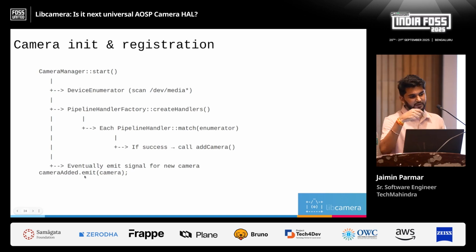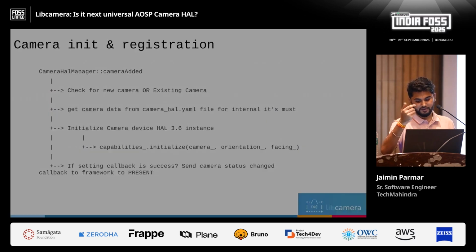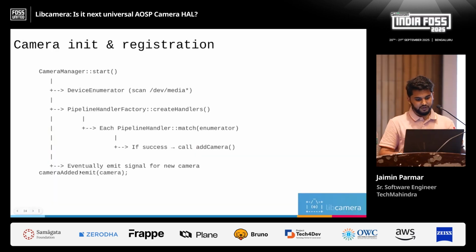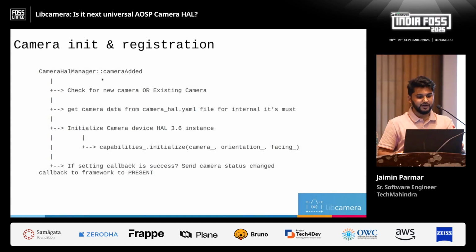It emits the signal, and it goes to the upper layer where we have initialized our camera HAL3 wrapper. Once this camera add signal goes, it will call the camera add, and for AOSP they have a configurations file. In the configurations file you can configure which camera nodes you want to show to the upper layer, and basically the initialization process will take place.